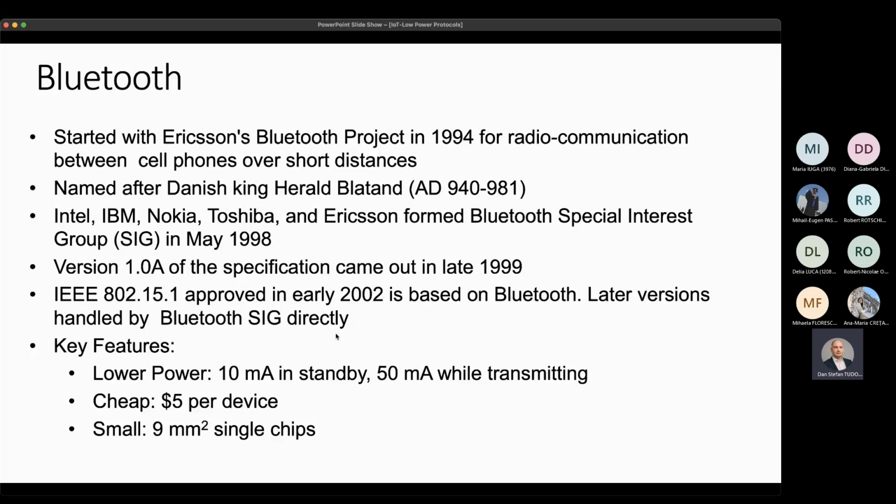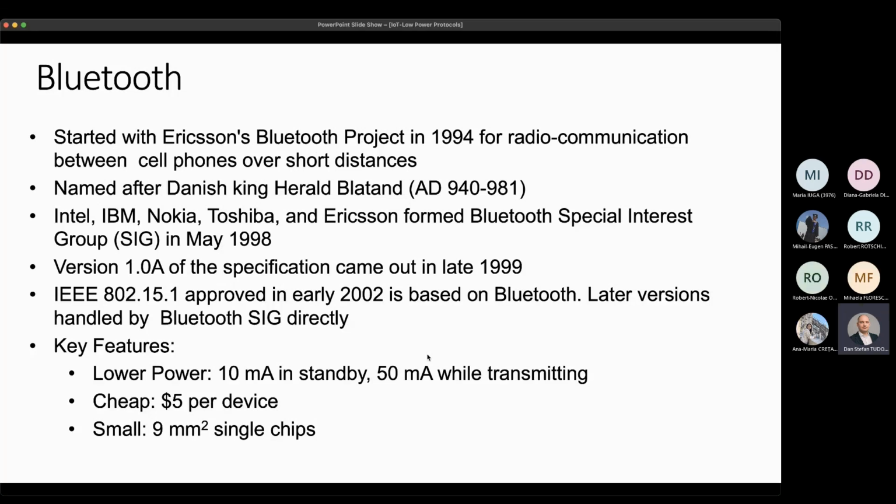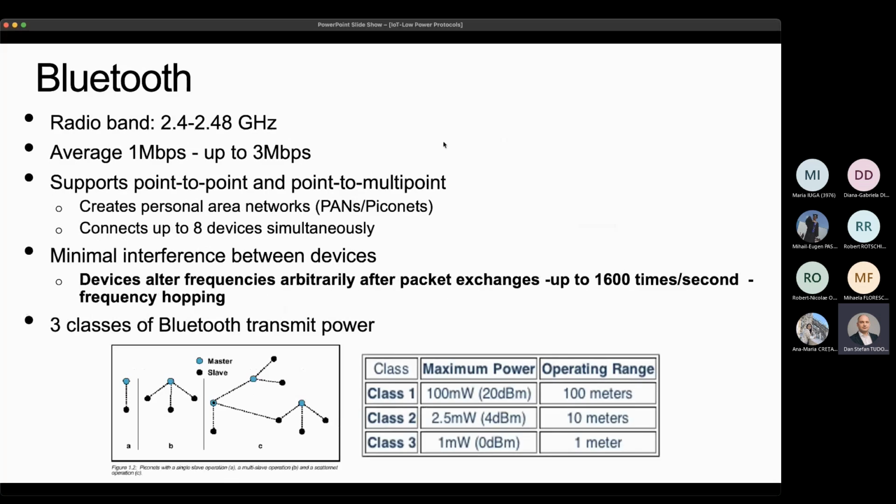Key features were low power. You see the current consumption figures here: 10 milliamps in standby and 50 milliamps while transmitting, which were very suitable for low power communication back then. It had to be cheap, a few dollars per device, and it had to be low footprint, so maybe a few square millimeters in surface for the chips themselves. Now, the radio band for Bluetooth, as you probably know, is in the 2.4 gigahertz range. It's segmented in different channels, but it's from 2.4 to 2.48 gigahertz. And the data rate is not necessarily great. I mean, it's from 1 megabit per second to a maximum of 3 megabits per second for Bluetooth.